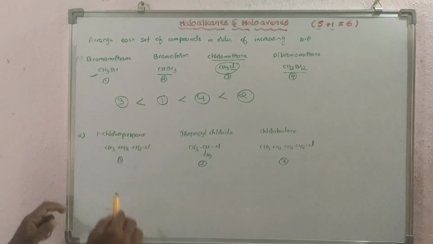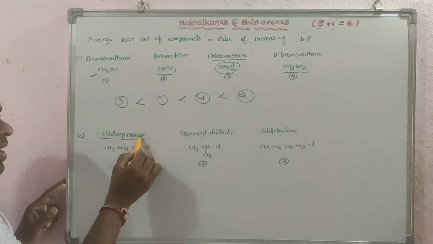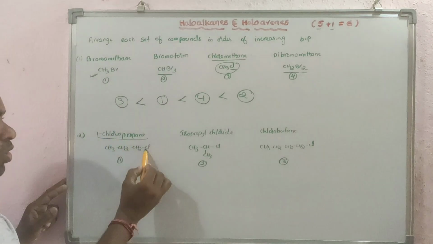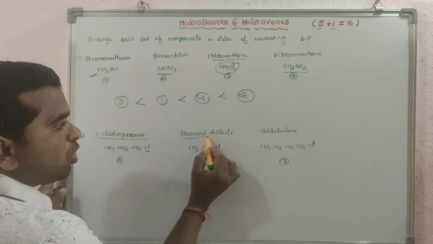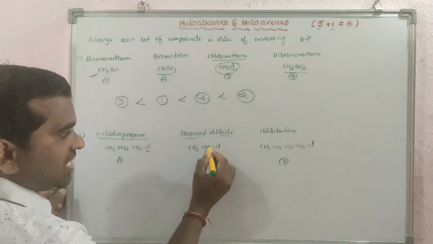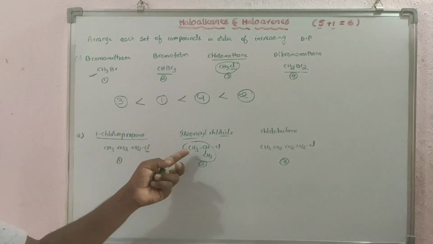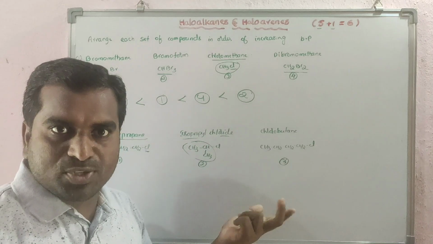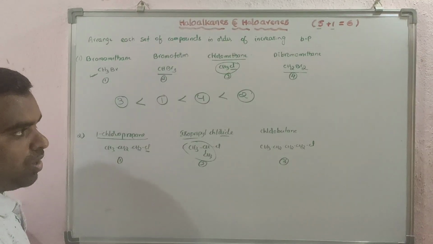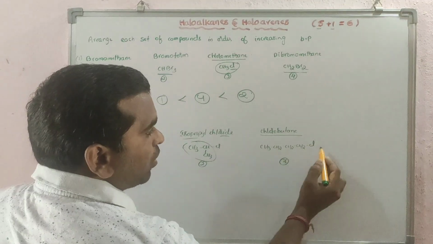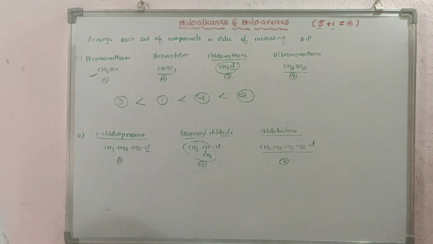The second one is 1-chloropropane. Propane means 3 carbons, and 1 chlorine atom is added. This is 1-chloropropane. Then isopropyl chloride. You know this group, CH3CHCH3, we call isopropyl. How many carbon atoms are there? 3. To the isopropyl group chlorine is added, so that's why it is isopropyl chloride. And chlorobutane. Butane means how many? 4 carbons, with Cl.